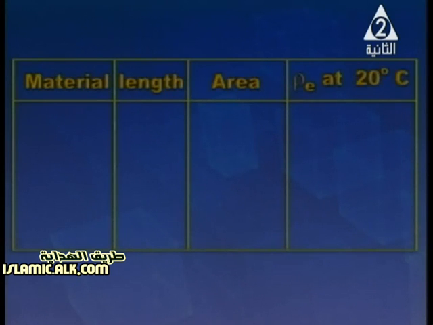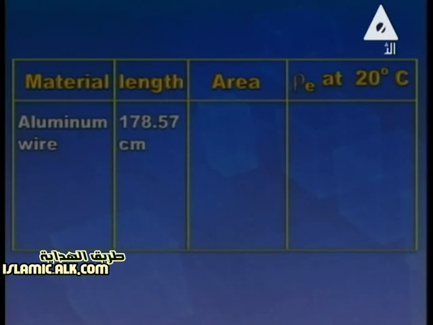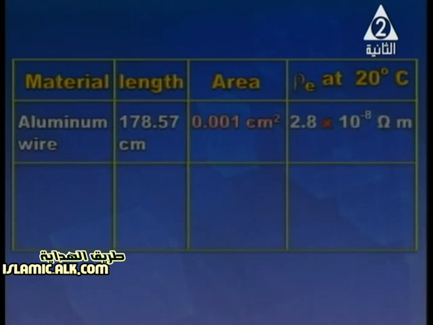Another problem, but it is very important. Here we've got a table. We've got different types of wires. Aluminum wire, its length is mentioned, 178.57. Area also, and resistivity at 20 Celsius.